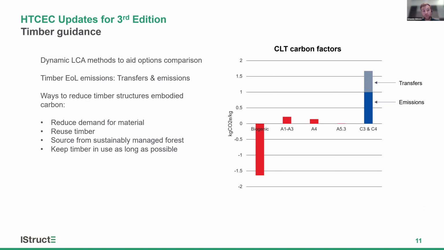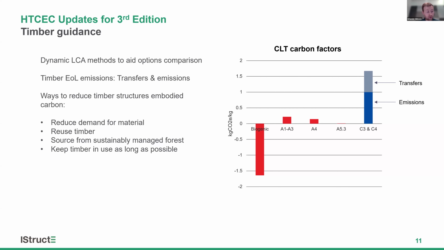Timber end of life emissions, we've suggested breaking that out into transfers and emissions. As you can see on this graph on the right, these are carbon factors for CLT, and you can see in the blue bar on the right hand side the difference in transfers and emissions at end of life. So emissions are actual emissions of greenhouse gases, and transfers is really counted as an emission in typical life cycle assessment practices, but really nothing is emitted. It's just an accounting method for a transfer of the biogenic carbon stored within that product to the subsequent product life cycle.